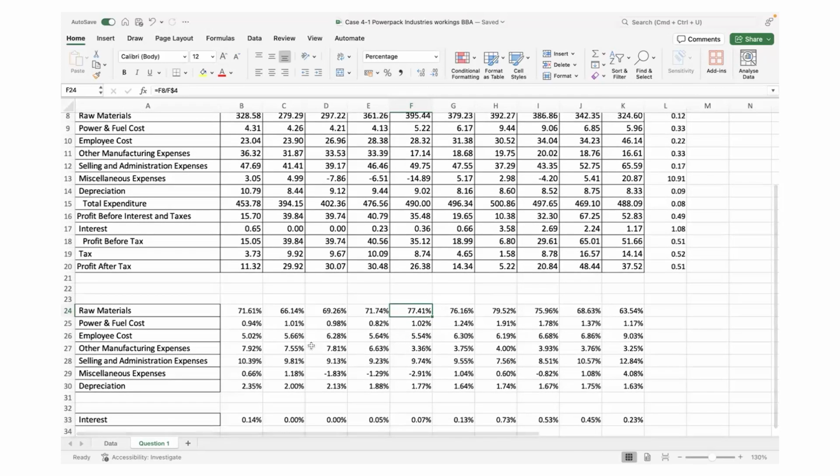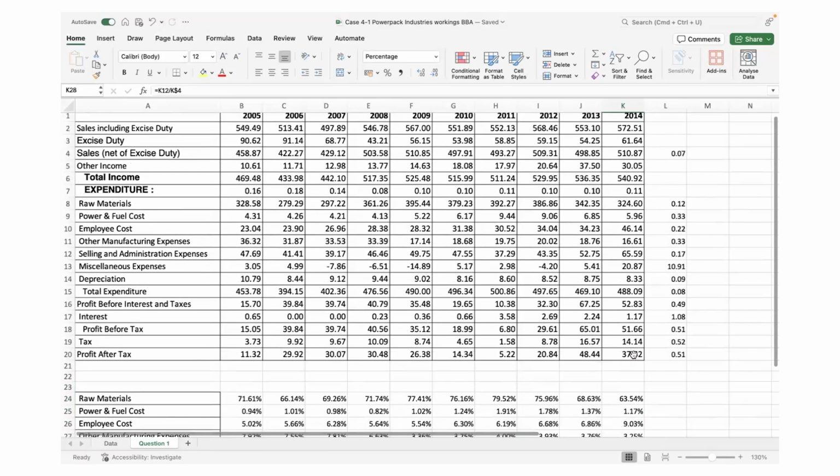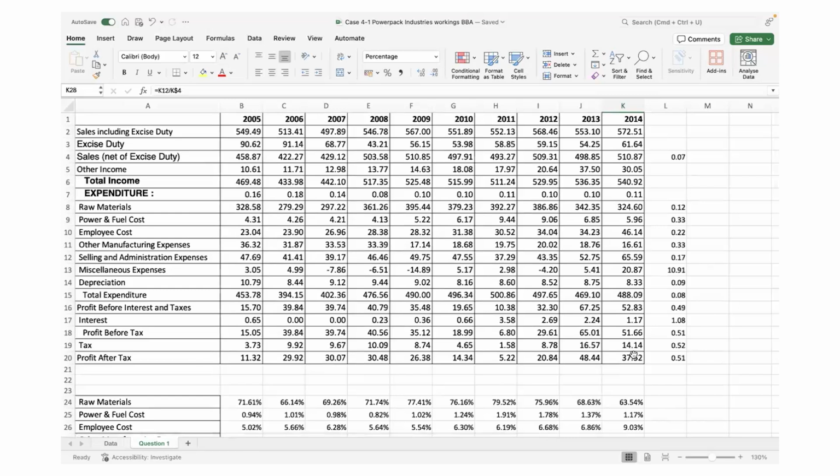Similarly, you can see the employee cost is stable, but in the recent year it has gone up. Selling and administrative cost is also stable, but it has gone up recently from around 9-10% to now 12%. So, there is a pressure on the cost, probably because of competitive forces preventing the company from increasing the prices.